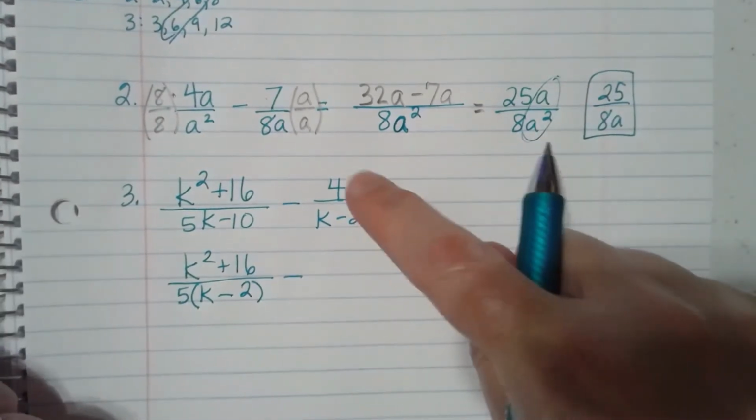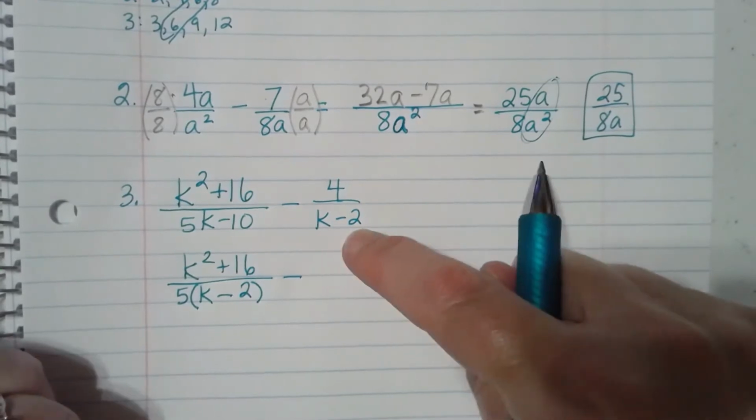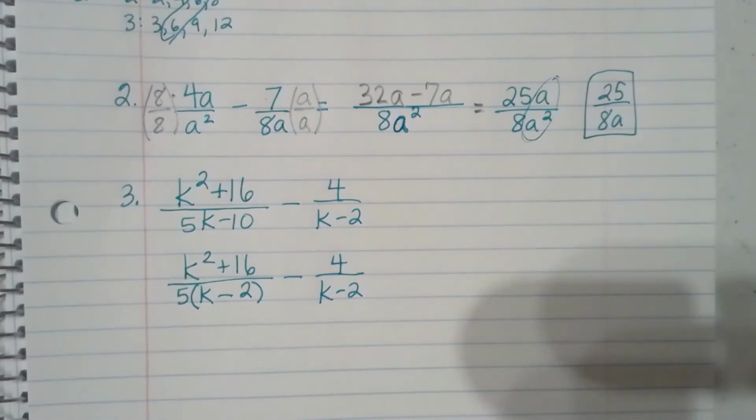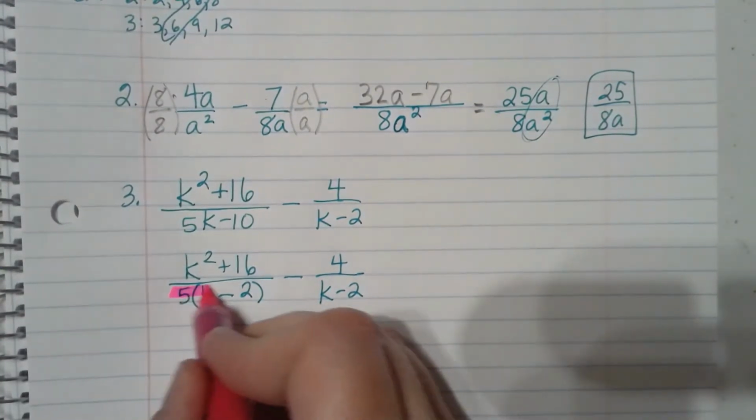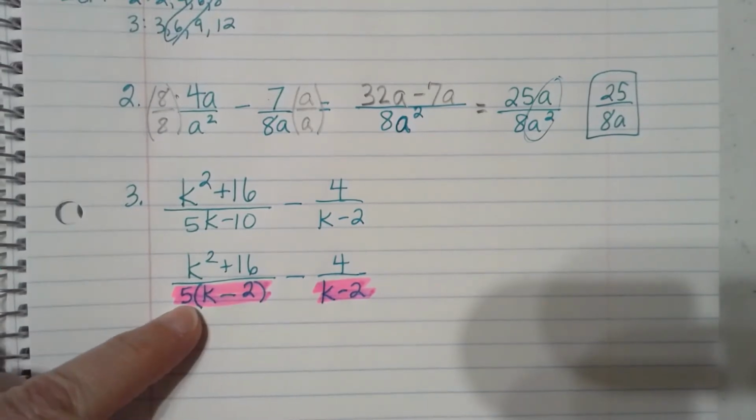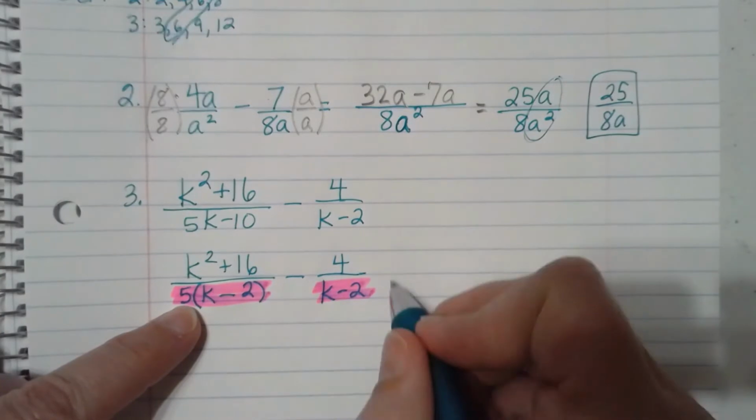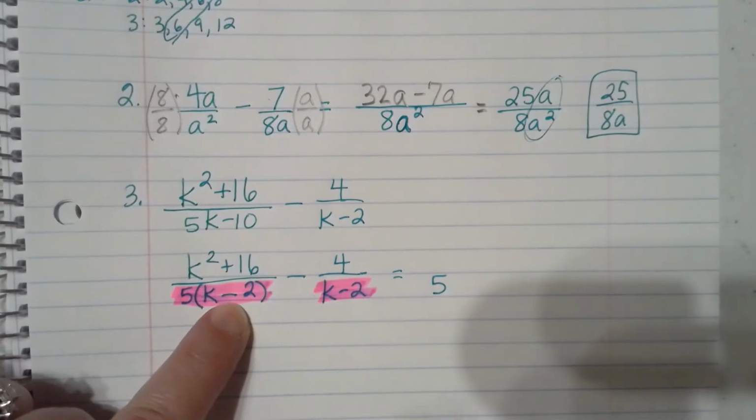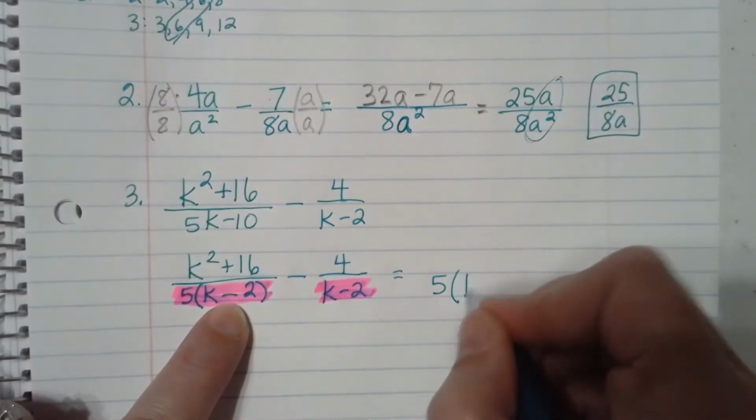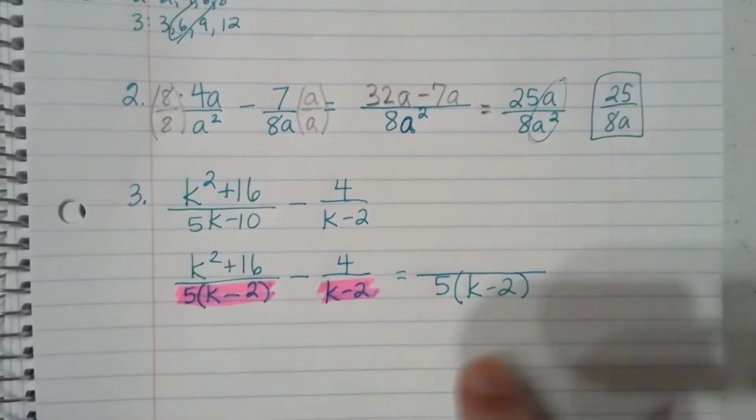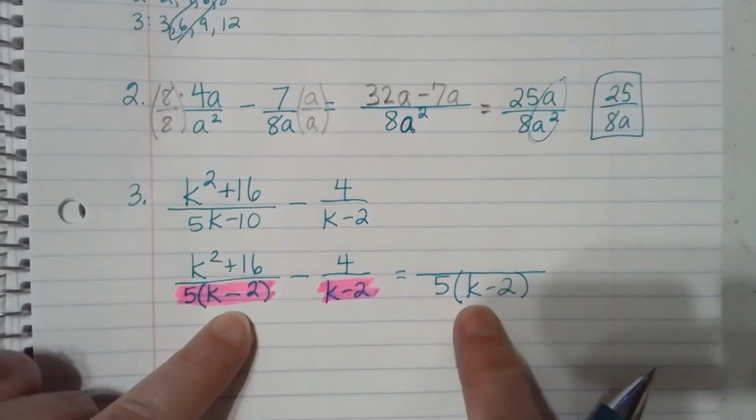And then I look at this fraction over here. Is this denominator already simplified? Yes. So I'm just going to leave that alone. Now I'm going to look at these two denominators to see what factors they have in common. This one has a 5. So I'm going to need this one to become a 5. So I will have 5 in my denominator for my answer. And then this has a k minus 2, and this has k minus 2. So we're going to need a k minus 2 in our denominator. That is our common denominator, 5 quantity k minus 2.